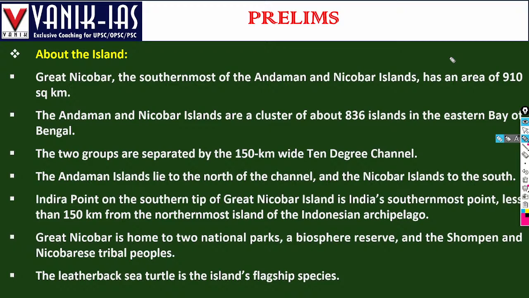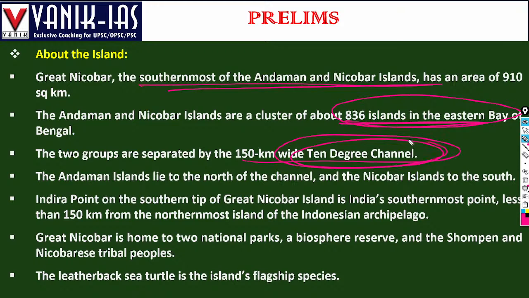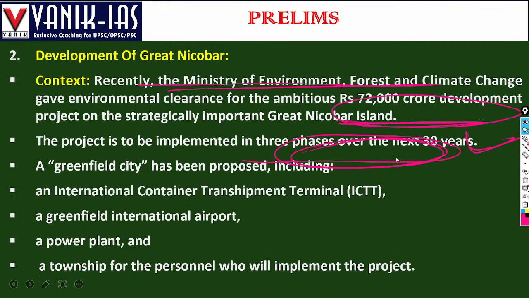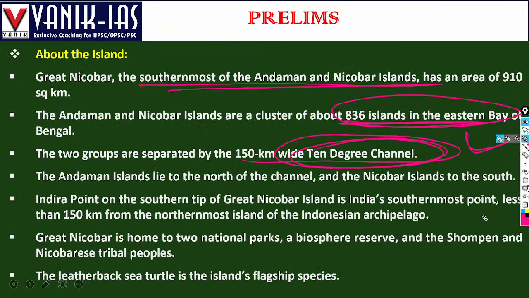Great Nicobar, the southernmost of the Andaman and Nicobar Islands, has an area of 910 square kilometers. The Andaman and Nicobar Islands are a cluster of about 836 islands in the Eastern Bay of Bengal. The two groups are separated by the 150 km wide Ten Degree Channel. The Andaman Islands lie to the north of the channel and the Nicobar Islands to the south. Indira Point is the southernmost point in the Nicobar Islands.